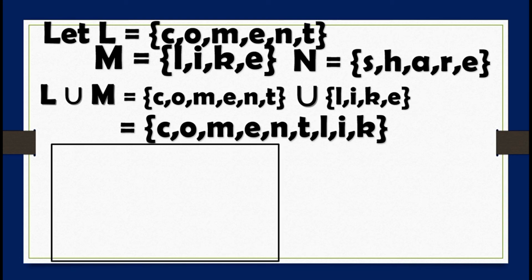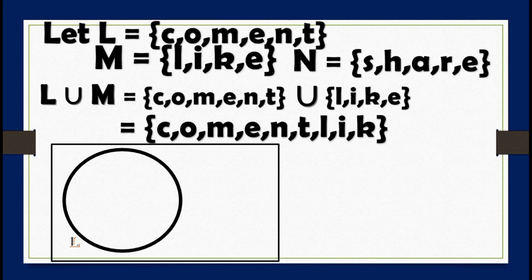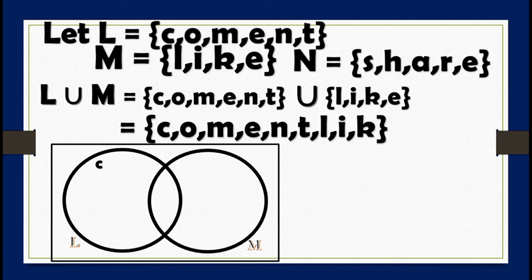So we will create a rectangle, two circles, first for set L and second for set M. To write the elements of set L, we will have C, O, M, N, T, while E will be placed between the two circles because these two sets are sharing element E, while set M will contain L, I, and K. So this would be the Venn diagram of L union M.